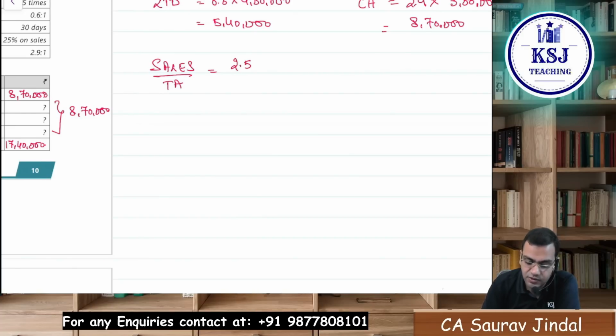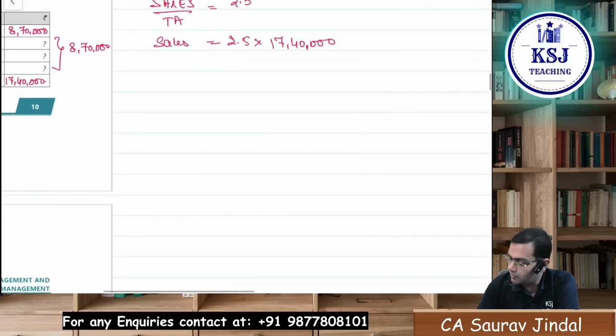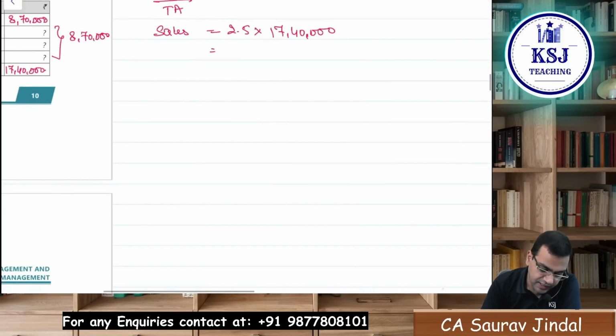Now total assets you have. Sales is what? Sales is 2.5 into total assets. That is 17,40,000. Right? So sales will be 43,50,000. Now, can you tell me the COGS?